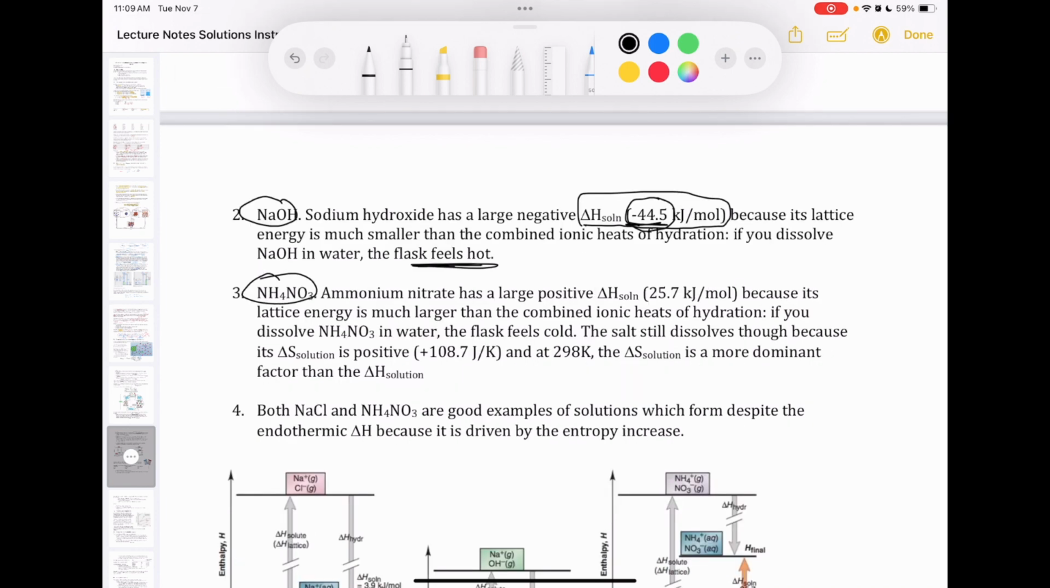Ammonium nitrate is the opposite. Here you have a large positive delta H of solution, 25.7 kilojoules per mole. So in this case, when you mix it, the solution actually feels cold. And then you might ask yourself, why does this solution still form even though it has a pretty endothermic delta H of solution? And of course, the answer is because the entropy is helping us make the solute mix with water. The delta S of solution, if you calculate it, is actually about 108 joules per Kelvin.